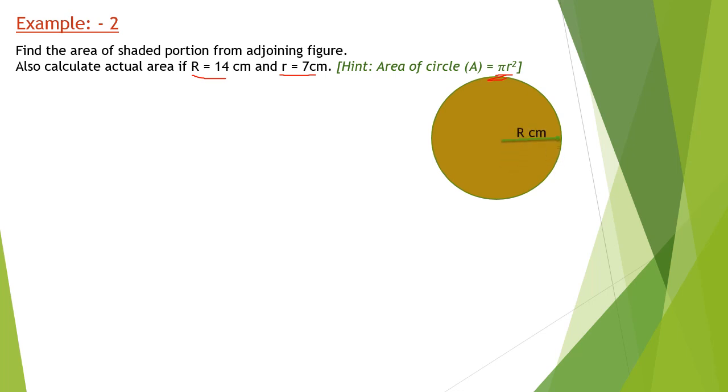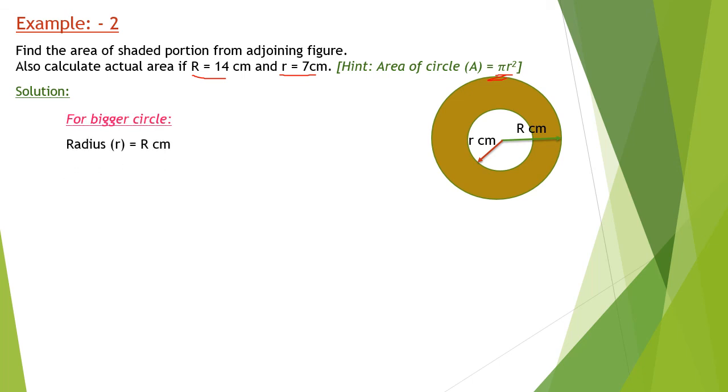You have to remember it yourself. Now this is the bigger circle, and its radius is R cm, and you can see the smaller circle in white color. Its radius is small r cm, and their actual values are also given, but we have to apply those actual values at last. Now first we have to calculate the area of the bigger circle. Its radius is capital R cm, and the area formula, given as a hint, is pi r square.